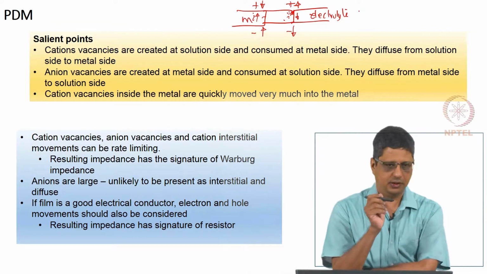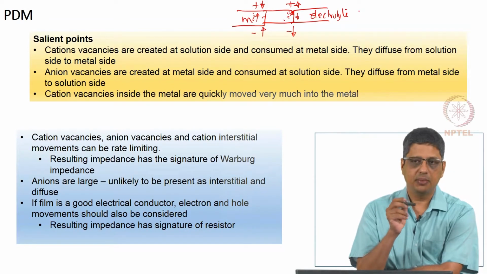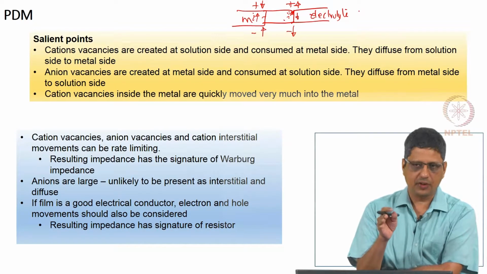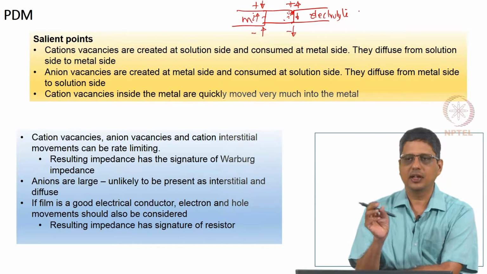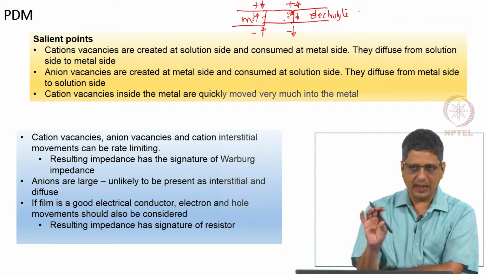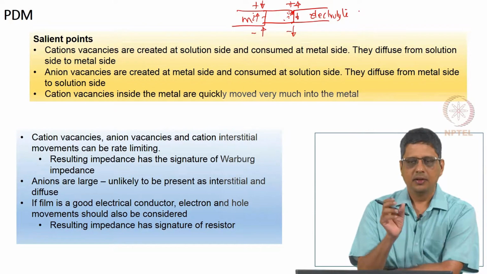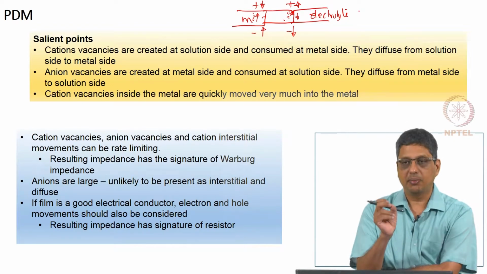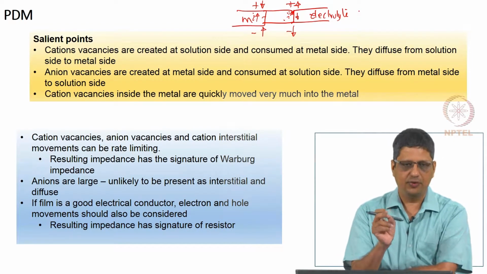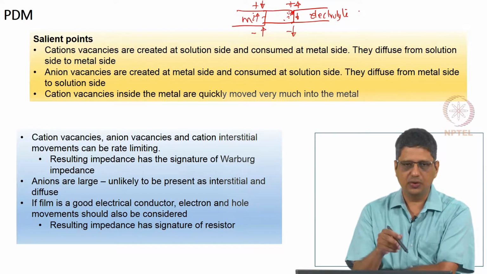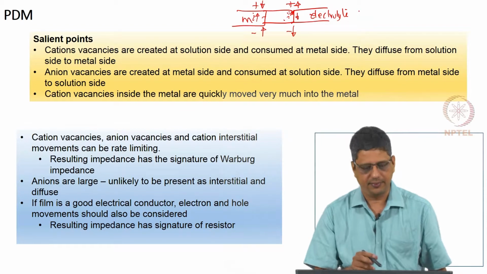If many electrons or holes are formed, if it is basically an electronic conductor, that will carry most of the current. Diffusion of the ions, diffusion of the vacancies, will not carry that much current. Basically, it will appear like a resistor. Only when it is not a good electronic conductor, or the number of electrons or holes is very few, do we have vacancies or interstitials going through the film for conduction.